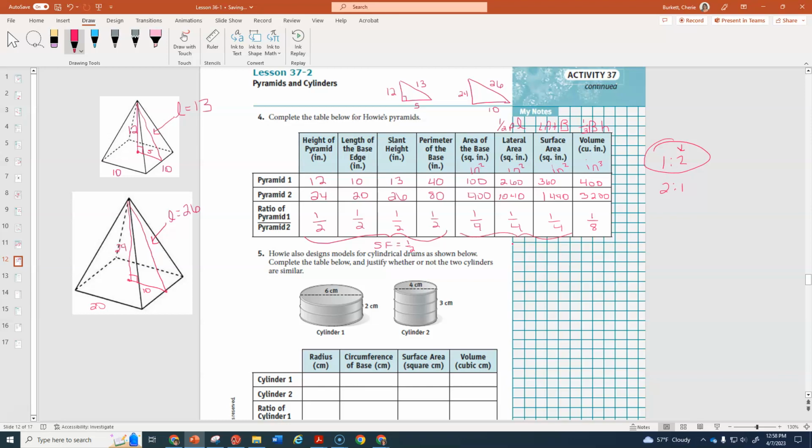All of these right here, where the ratio was inches squared, we took the scale factor and we squared it. And then the one where we have cubic inches, we took the scale factor, which was 1/2, and we cubed it, and we got 1/8. So that is the relationship that you need to be aware of for all solids. Doesn't matter whether it's a pyramid, a cylinder, a sphere, a cube, a prism. That relationship that we just discovered right there is true for all of them.